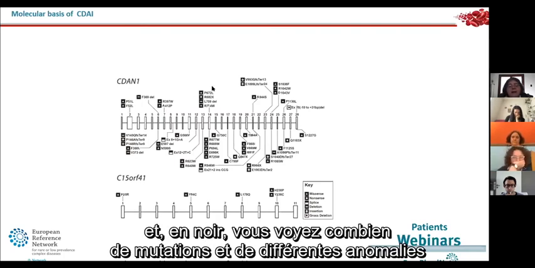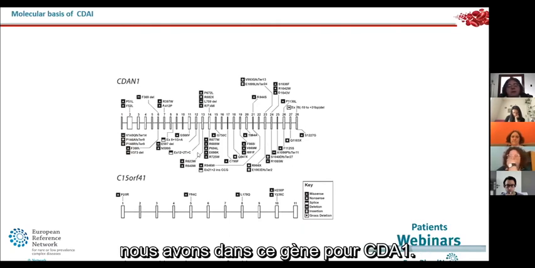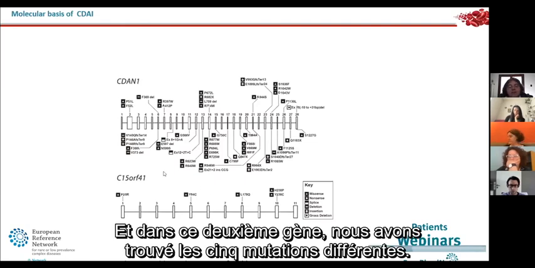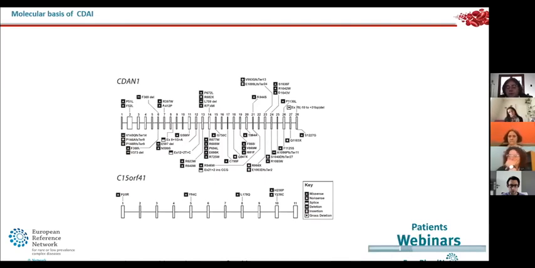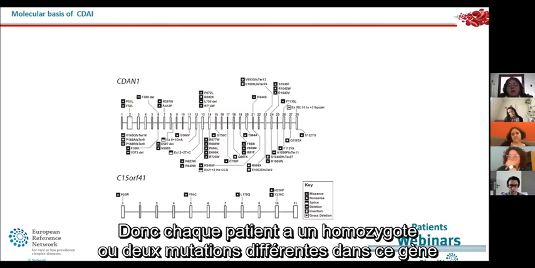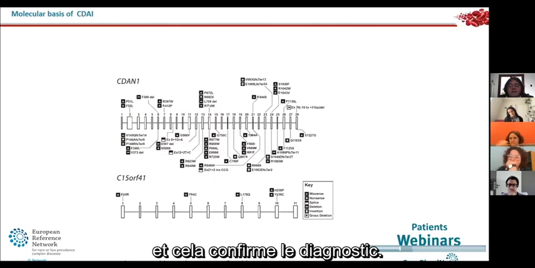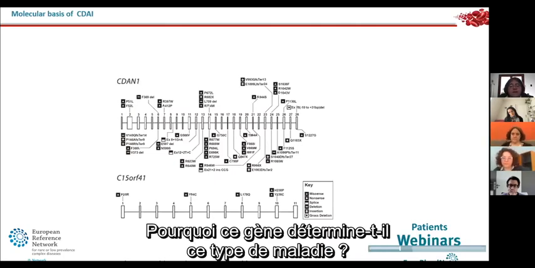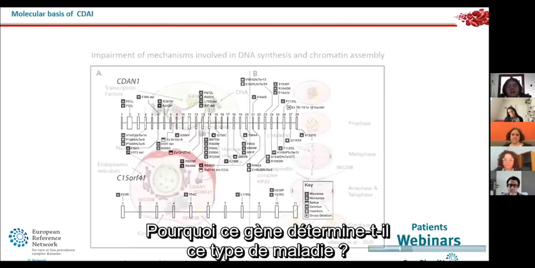And this is a schematic representation of the gene. In black, you see how many mutations and different abnormalities we found in this gene for CDA I. And also in this second gene, we find at the moment 5 different mutations. So each patient has one homozygous mutation or 2 different mutations in this gene, and this confirms the diagnosis.